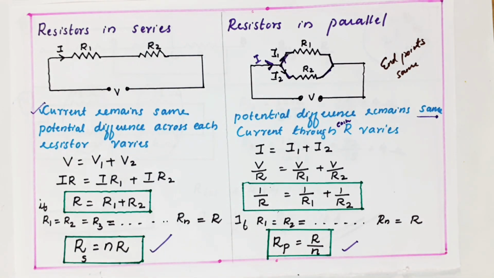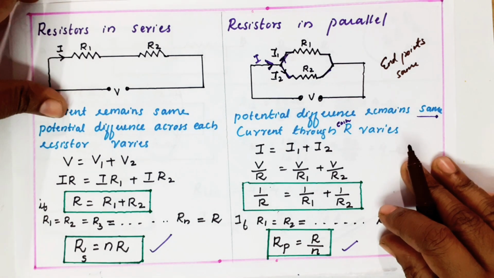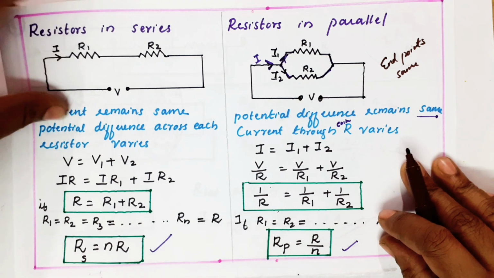Very simple. Parallel means potential difference remains the same, current varies. Series means current remains the same, potential difference varies. In series, the equation is R1 plus R2. Parallel is 1 by R equals 1 by R1 plus 1 by R2. If n resistors are connected in series, nR is the effective resistance. If n resistors are connected in parallel, R by n is the effective resistance.